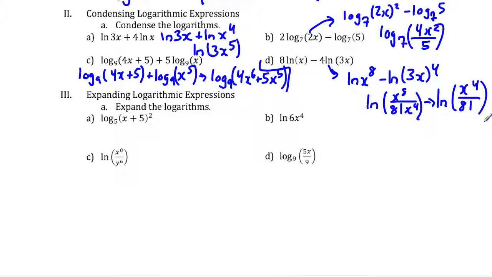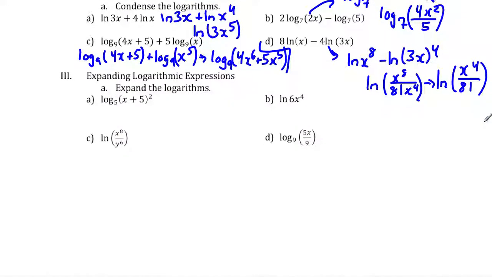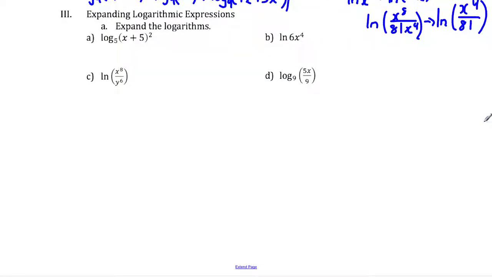Okay, so that was condensing logarithms. But when we expand logarithms, it's a little bit different. We don't have to worry about the power property first. Now here, for letter A, we don't have any properties to use first, so we actually have to use this power property first. So I do that, and I get 2 log base 5 of x plus 5. And that's actually it. This isn't a product, so I can't separate these. It's not a quotient, so I'm done.